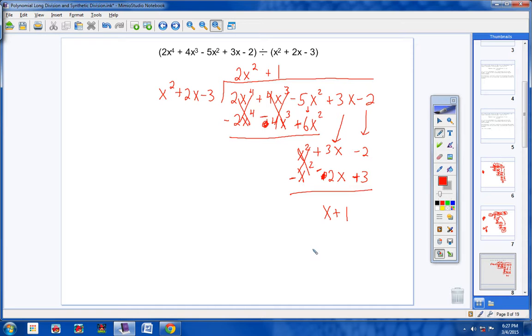Now, having said that, how do I know that I'm finished? Very simple. First of all, make sure you've used all your terms and brought them down. If you haven't, bring them down. Okay? Just make sure this expression here is written in standard form. You want your highest power first. Secondly, if this power here is greater than this power here, then you know you're done. So you're finished. So this expression here is your remainder. So in your answer, you put plus x plus 1 over x squared plus 2x minus 3. And there's your entire answer. Okay, students? Alright, now let's move on.